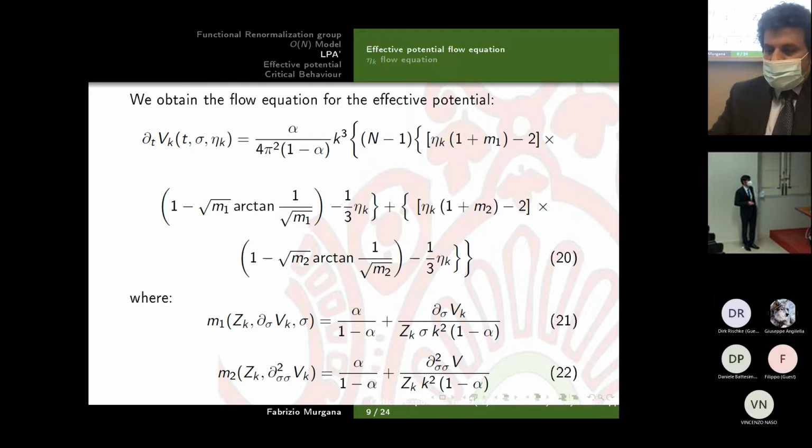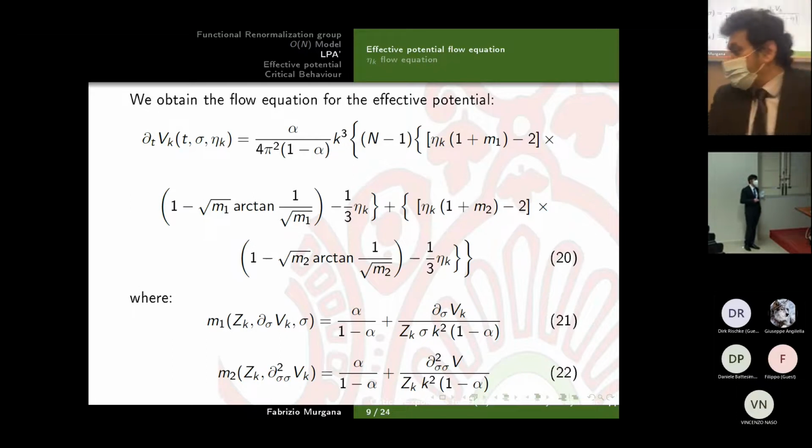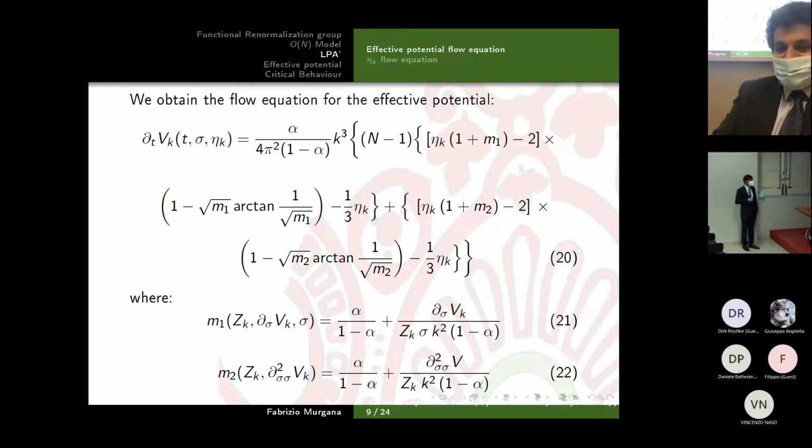Then you face all the computation and you end up with this flow equation 20. And in this flow equation, you can distinguish two terms which are shorthand notations, which are M1 and M2, which are nothing but the mass of the modes involved in the theory. M1 is related to the pions, the Goldstone modes, and M2 is related to the sigma radial mode.